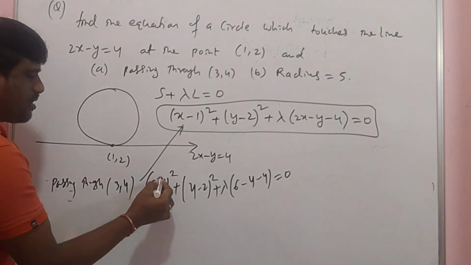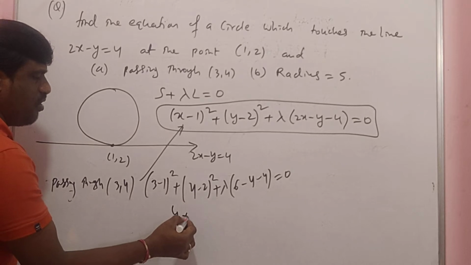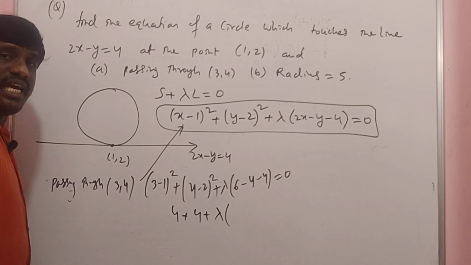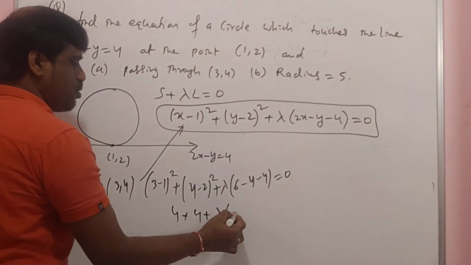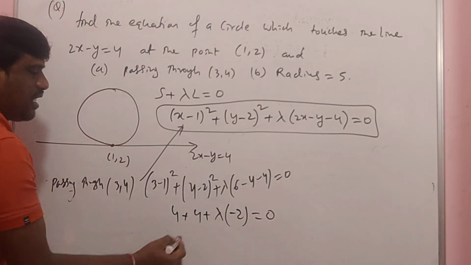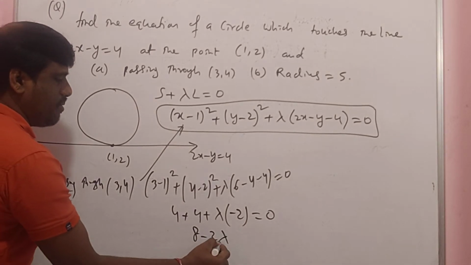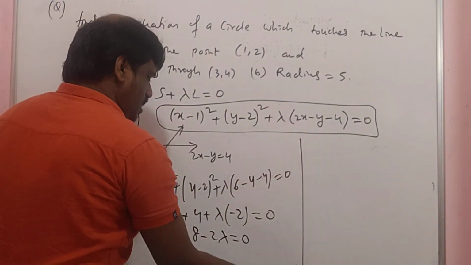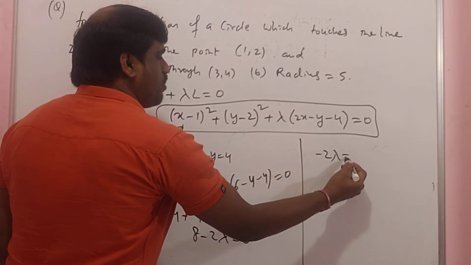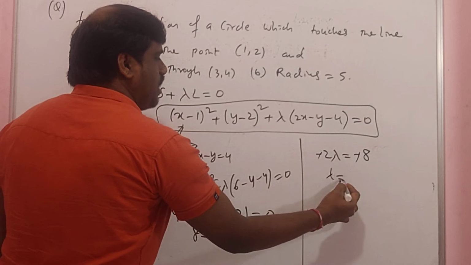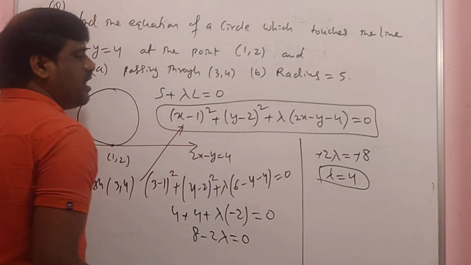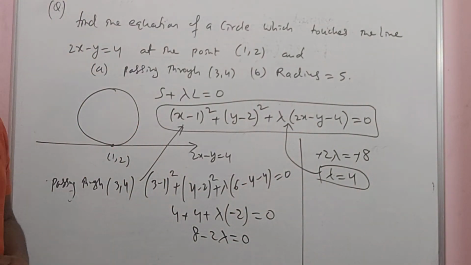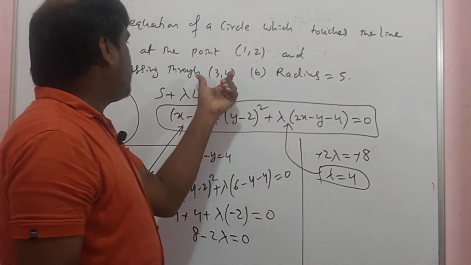So this will help here. 3 minus 1 is 2, 2 square is 4; 4 minus 2 is 2, 2 square is 4; lambda times (6 minus 8), that is 6 minus 8 is minus 2, is equal to 0. It means here I get 8 minus 2 lambda is equal to 0. So therefore lambda value will be 4. Isn't it right? What I can write here: minus 2 lambda is equal to minus 8, minus minus cancel, lambda value will be 4. If I substitute lambda value 4 in this, I am going to get the equation of the circle. That is the answer for this given question.